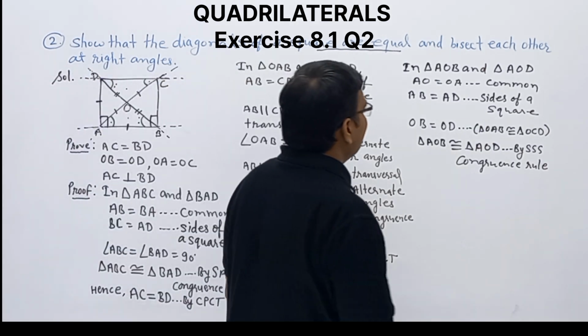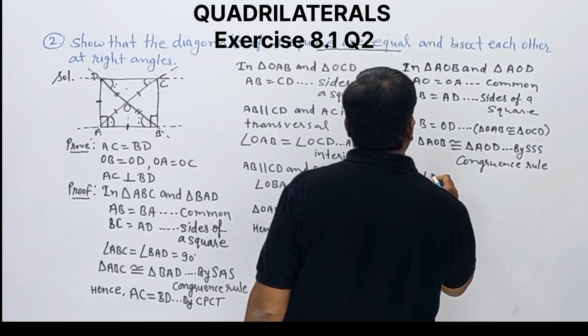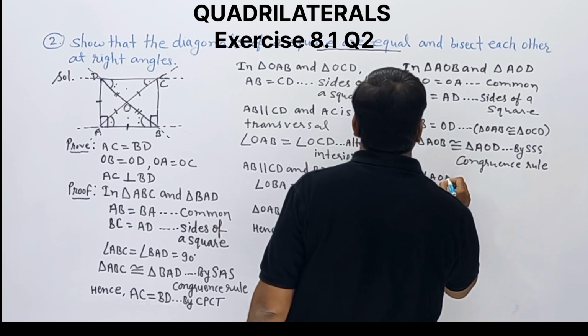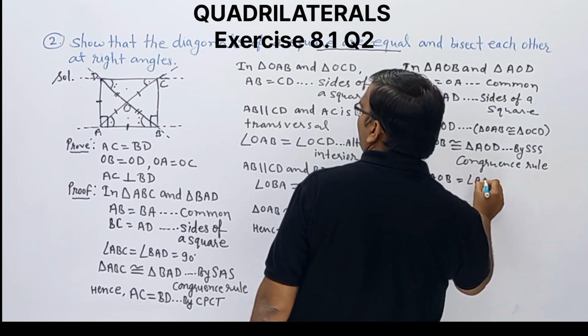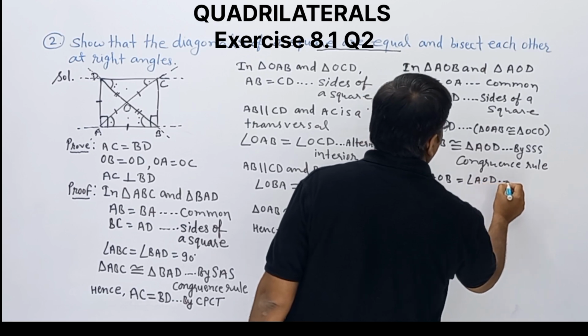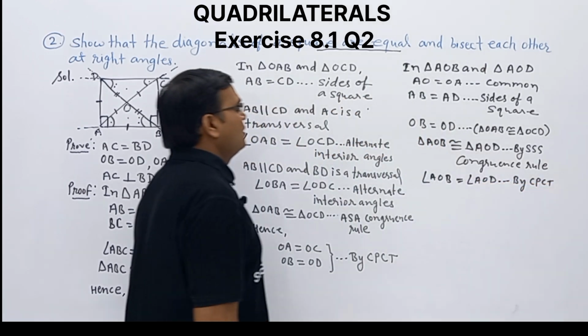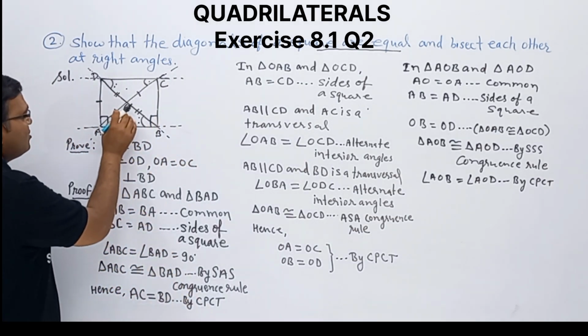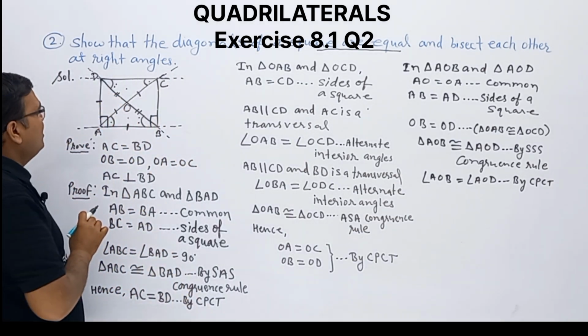We proved that these two triangles are congruent. So angle AOB will be equal to angle AOD by CPCT. Yes or no? Observe, this triangle is congruent to this one. It means corresponding parts will be equal.